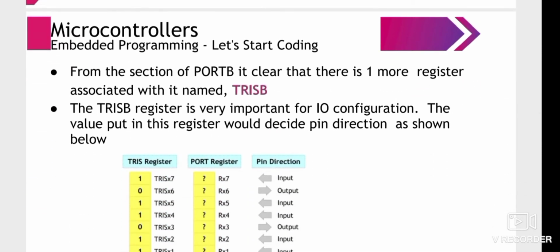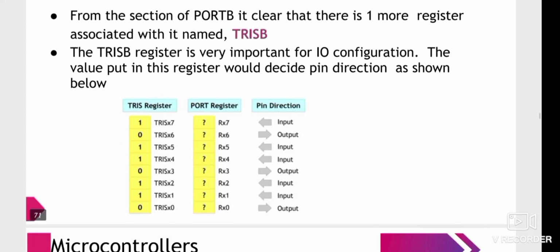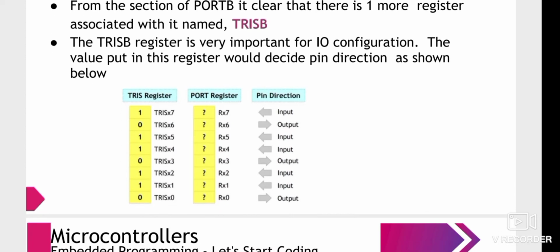From the section on port B, it is clear that there is one more register associated with it, named TRISB. That TRISB register is very important for I/O configuration. The value put in this register decides the pin direction, as shown in this slide.